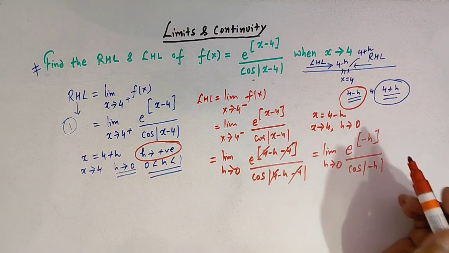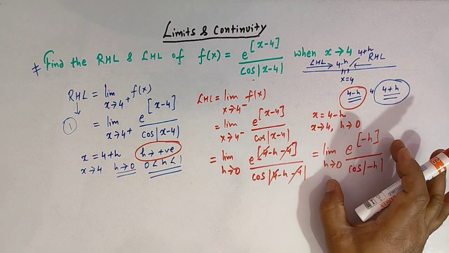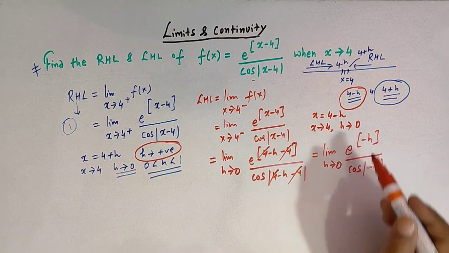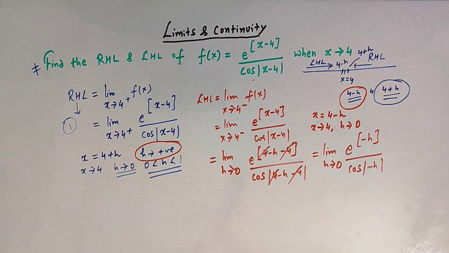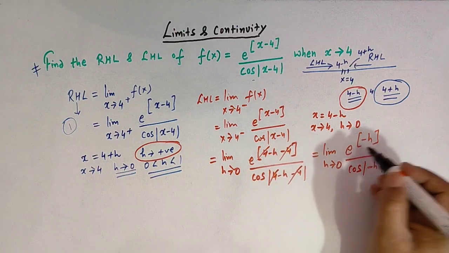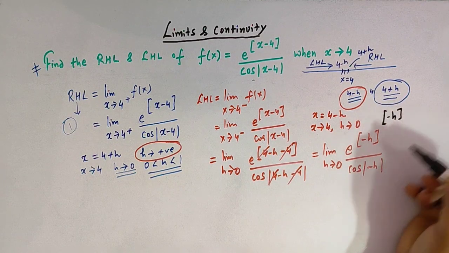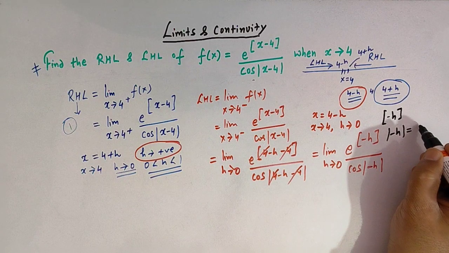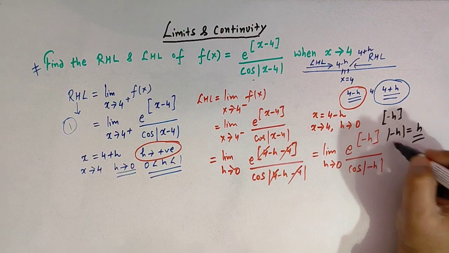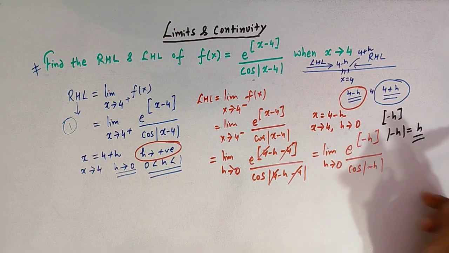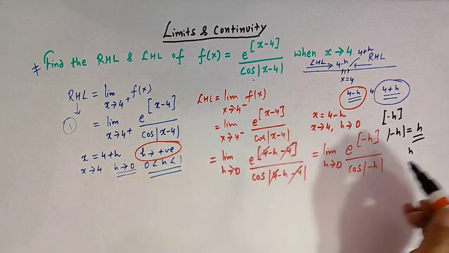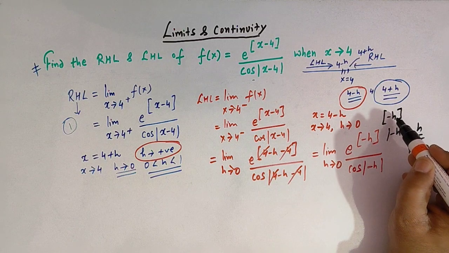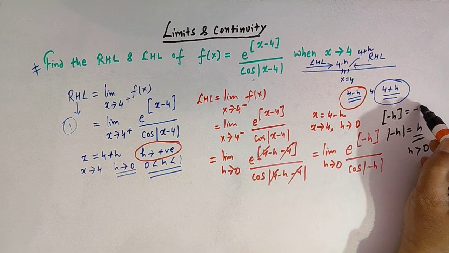So now again we have a very important step over here. We cannot directly substitute h is equal to 0, right? But we have to take care of the expressions, that is greatest integer of minus h and mod of minus h, right? So mod of minus h is simply positive h, again due to the definition of mod function, because h is here greater than 0, and the greatest integer of negative h is equal to negative 1.